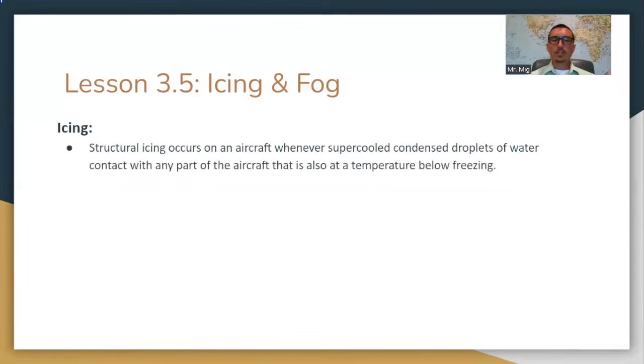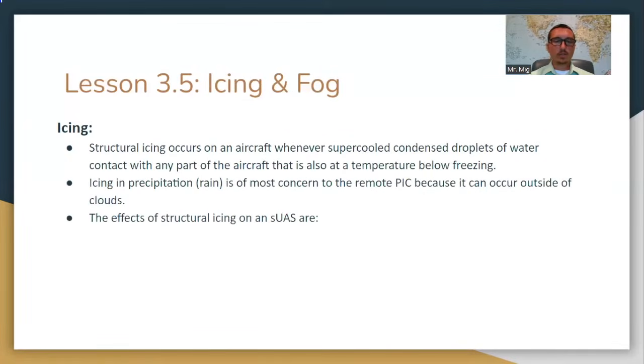Let's do icing and fog, and then let's wrap this video up. So icing. Structural icing occurs on an aircraft whenever supercooled condensed droplets of water contact any part of the aircraft that is also at a temperature below freezing. So if the water touches the freezing metal, then it's going to create structural icing.